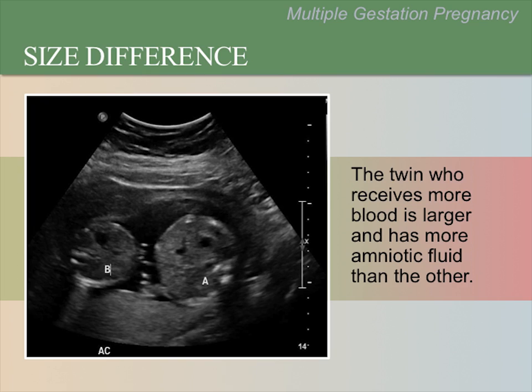This is a cross-section of the abdomens of twins with twin-to-twin transfusion. The larger twin is receiving more blood and has more amniotic fluid. Notice the marked difference in abdominal size and absence of separating membrane. Which type of twin pregnancy is this? The answer is monochorionic, monoamniotic twins, which lack a dividing fetal membrane.